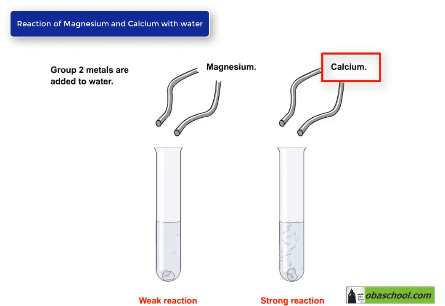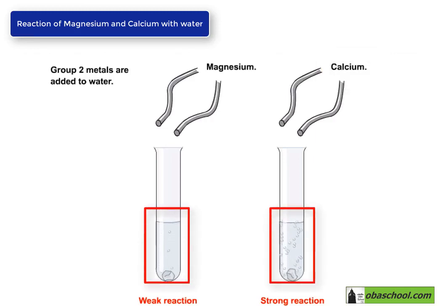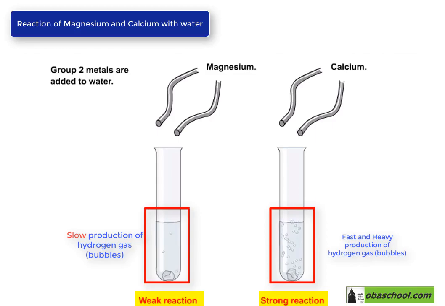You can see the difference between the two reactions, where a weak reaction of magnesium and water is represented by the slow production of hydrogen gas. However, the strong reaction between calcium and water is represented by the fast and heavy production of hydrogen.